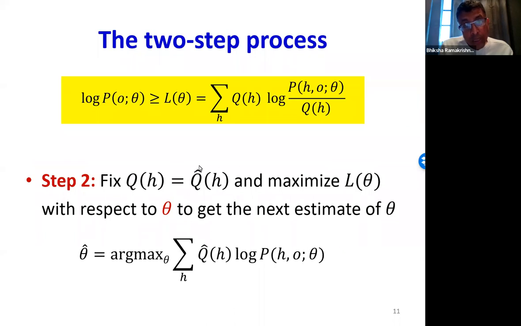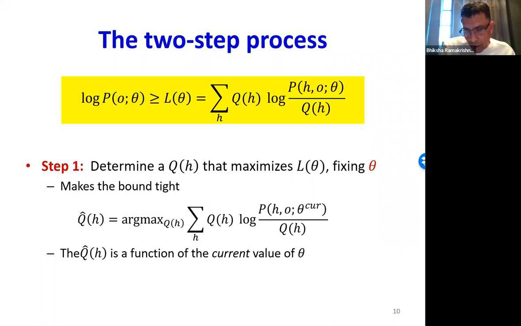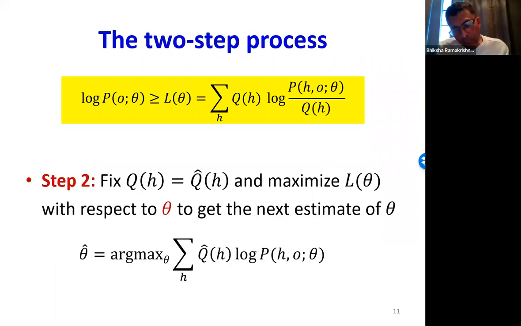Now I have chosen my q of h, right? So once I choose my q of h, I'm going to maximize the lower bound again, but this time with respect to theta. And the denominator over here is no longer a function of theta, so I can ignore it. So I'm just going to maximize the sum over h of q hat of h times log of p of h comma o with parameter theta. So the two-step process: fix theta, optimize q of h, then use q of h and optimize with respect to theta. So this is a two-step process.